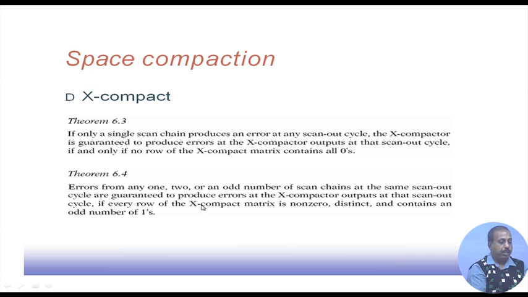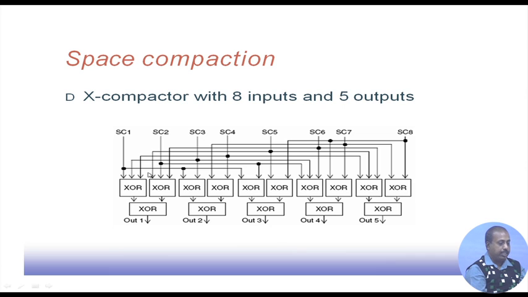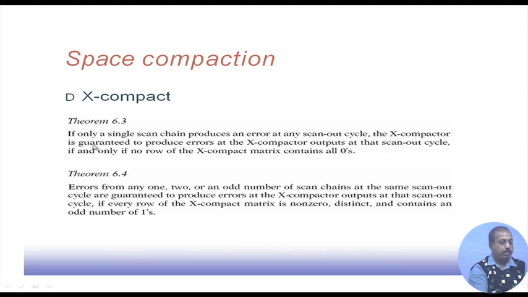Now, the basic idea of XCompact is like this. It will frame one XOR network. In this XOR network, the scan chains have, say, 8 inputs coming in, and then there are 5 outputs, 8 inputs and 5 outputs. This network is constructed in some fashion. The scan chain values are added using these XOR gates. But how this compactor is fabricated is actually given by these 2 theorems.